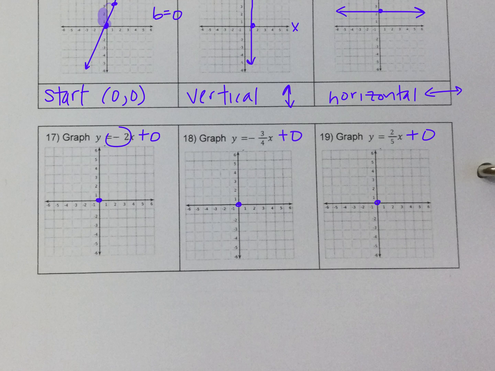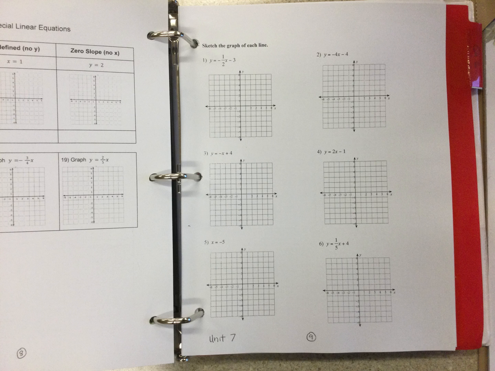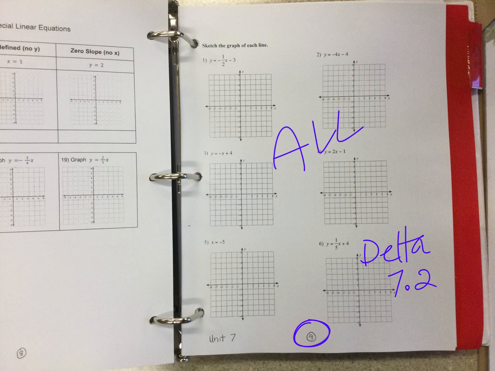I need you to do these 3, 17, 18, and 19. And then when you're done with that, I need you to do all of page 9. And then you'll have a Delta Math, I think it is 7.2. Thank you.